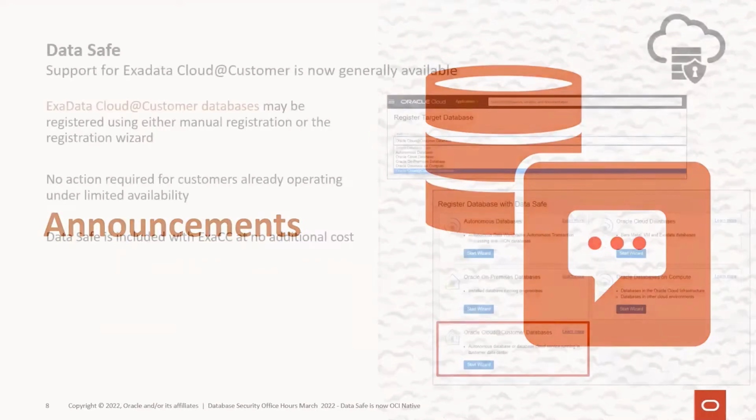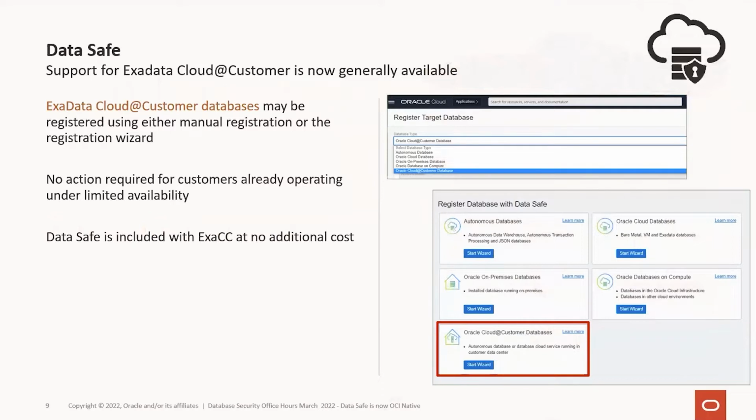Before we get into the main topic, just one announcement. We have had support for Exadata Cloud Customer in Data Safe for a year now. But we were in limited availability, which meant that you had to send an email to me or someone on my team, to get us to allow list your tenancy in OCI to use Data Safe with Exadata Cloud Customer. And the reason we were in limited availability is we do our best to make sure that the automation works, to make sure that our wizards are as error-free as any wizard ever can be.